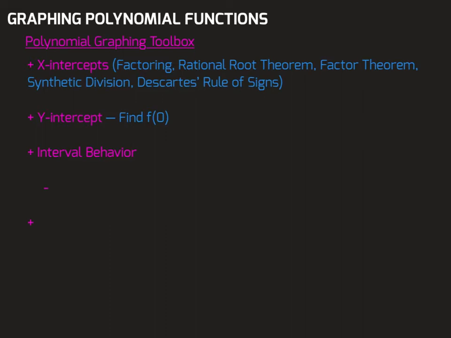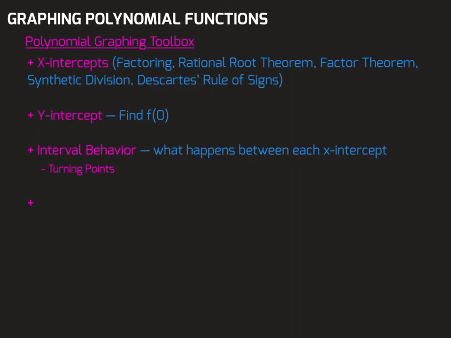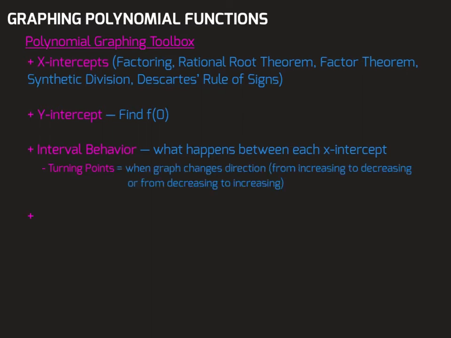The first thing that we're going to learn about is called interval behavior. This is basically what happens between each x-intercept. This leads us to one new term, which is called a turning point. A turning point is when the graph changes direction, either from increasing to decreasing or from decreasing to increasing.